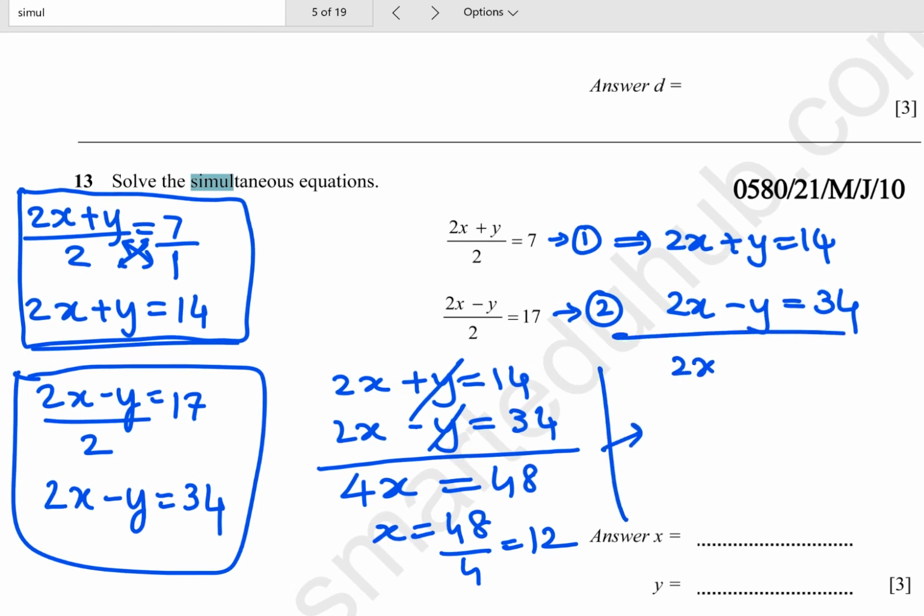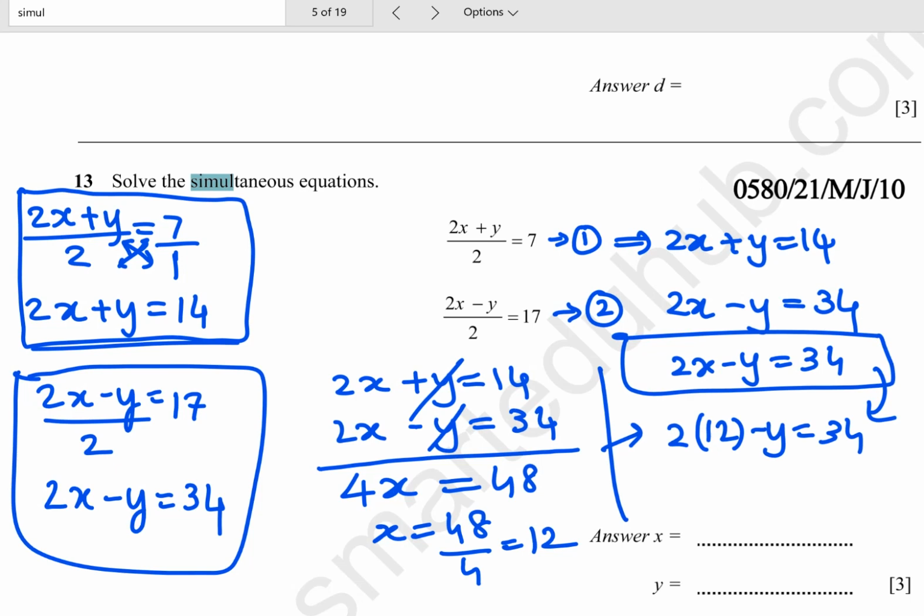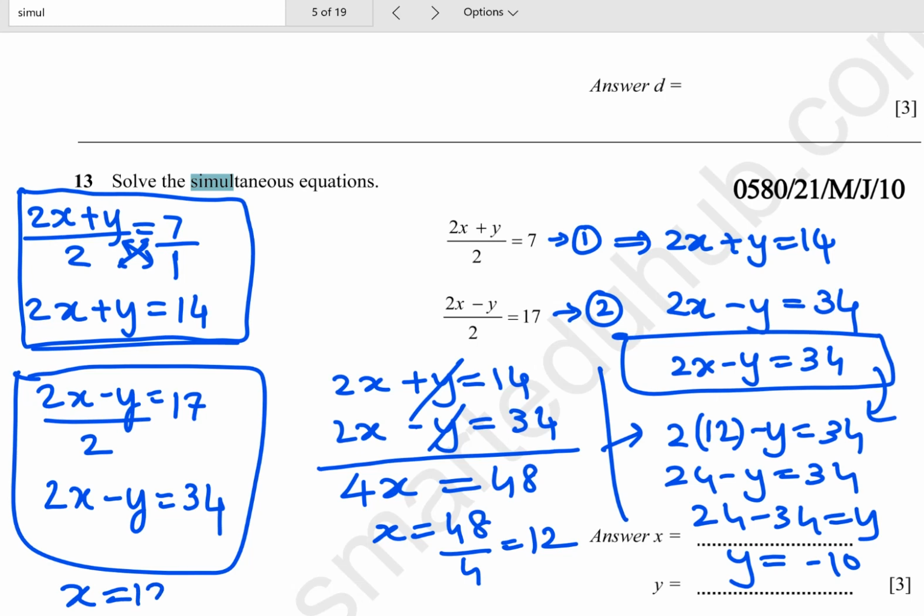So 2 into x minus y is equal to 34. We will substitute the x value in this equation. So you have 2 into 12 minus y equals 34. So 24 minus y equals 34. So 24 minus 34 equals y. Therefore we have y equals minus 10. Okay, so I'll write the values somewhere else, and I'll write the answer also, because I need to write the answers properly. So I have finally x equals 12 and y equals minus 10.